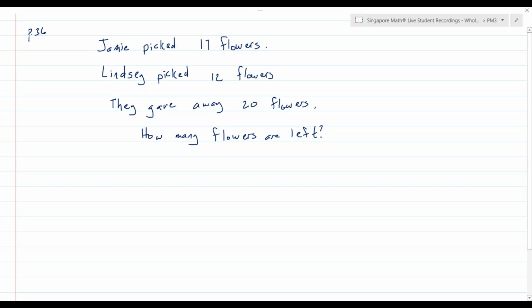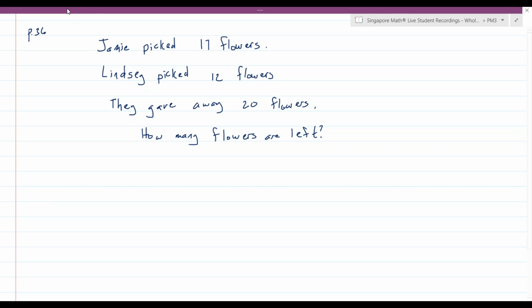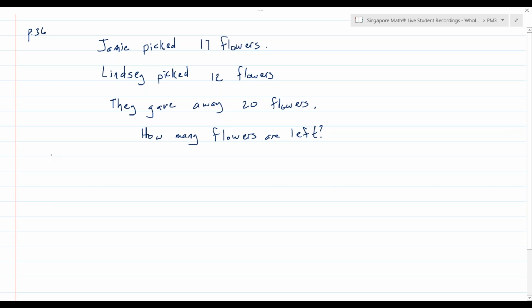On page 36 you see a picture of Jamie and Lindsay, and it tells us that Jamie picked 17 flowers, Lindsay picked 12, they gave away 20 flowers, and the question is how many flowers were left? Well, they call this a two-step word problem because first we need to find how many altogether they had, and then we can find how many they had left after they gave 20 away.